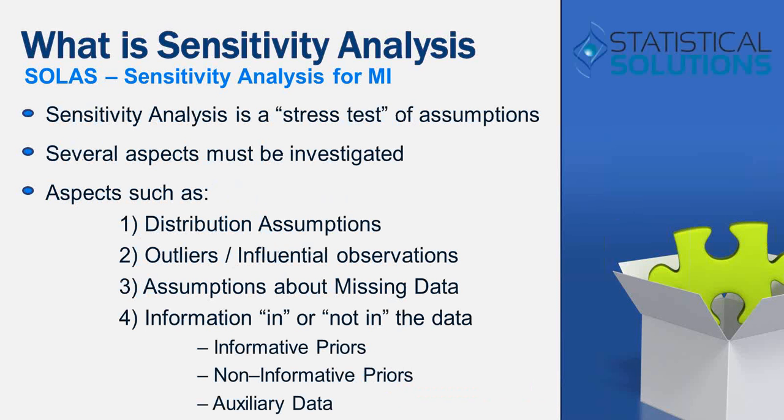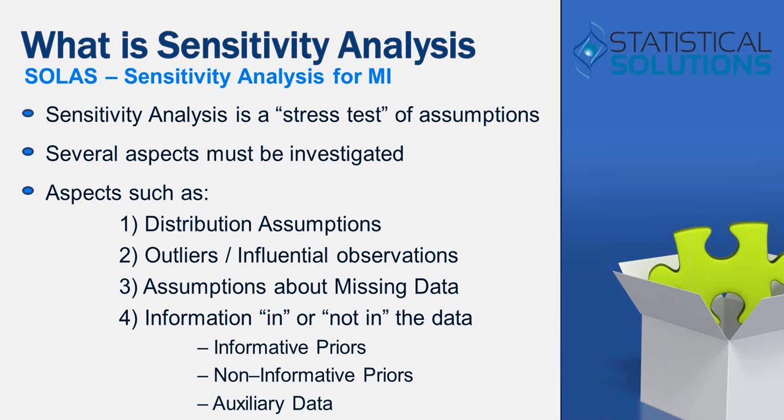So sensitivity analysis is essentially the stress test of your assumptions. So you're making several assumptions, or whatever assumptions you are making when you're doing your missing data analysis, such as your distribution assumptions, is it normal, not normal, outliers, influential observations, can we call it an outlier if we don't have an appropriate representation of the overall population? So these things are questions that are asked.